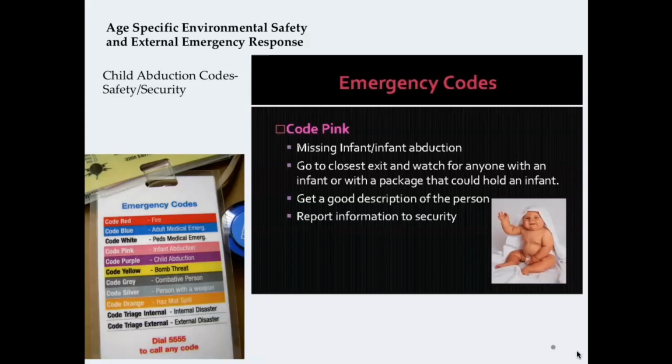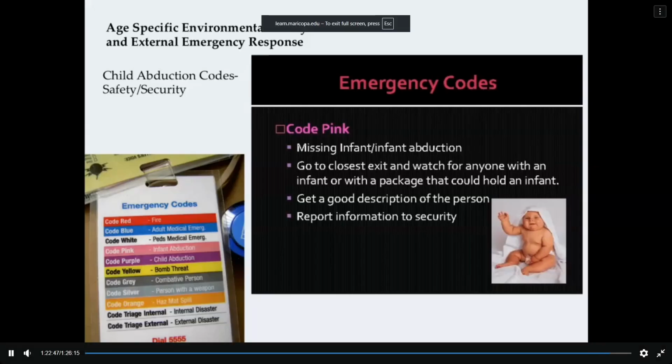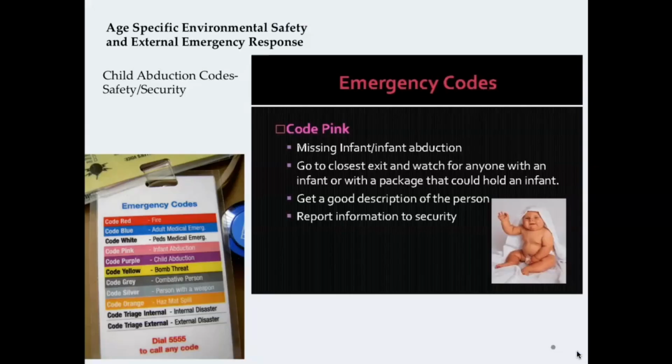Most of the child abduction codes, at least where I work, are called Code Pink. So if we have a newborn that's missing or someone were to try to abduct a newborn or a child, a Code Pink would be called, and you would go to the exits, stairwells, different areas to make sure that nobody was walking out or had a big bag that they could hide a newborn in. You want to make sure you can approach them and ask if they will allow you to check their bag, but you cannot make anybody have you do a search, and you don't want to cause confrontation.